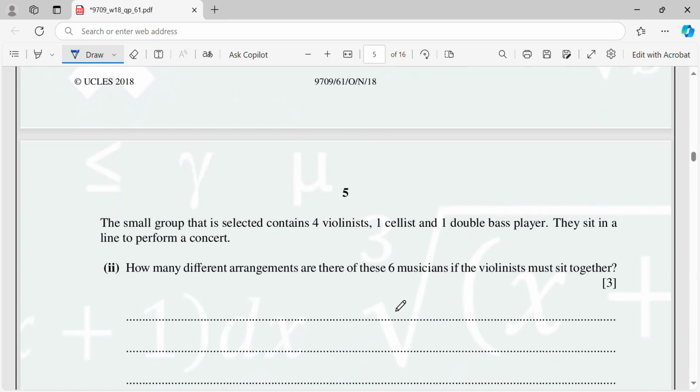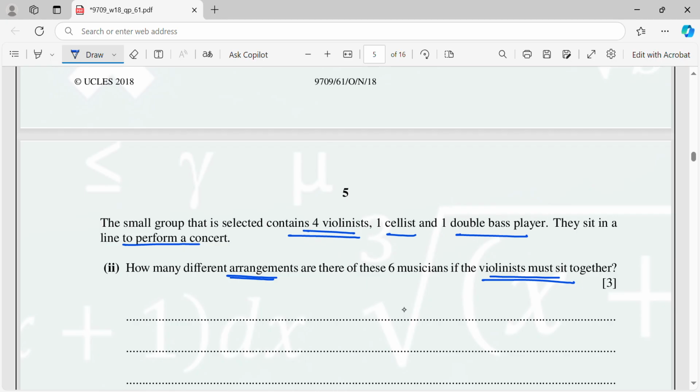Now, the small group that is selected contains 4 violinists, 1 cellist, and 1 double bass player that sit in a line to perform a concert. How many different arrangements are there of these 6 musicians if the violinists must sit together?